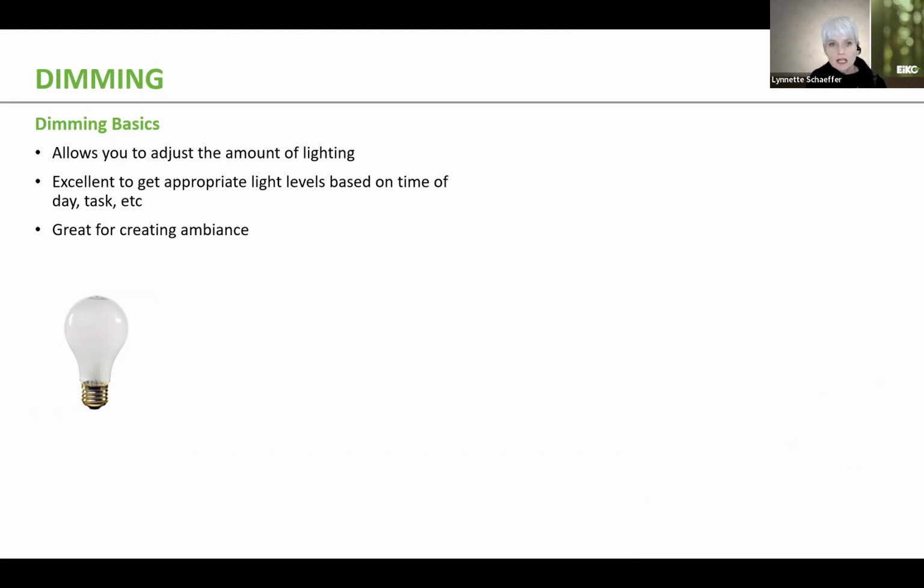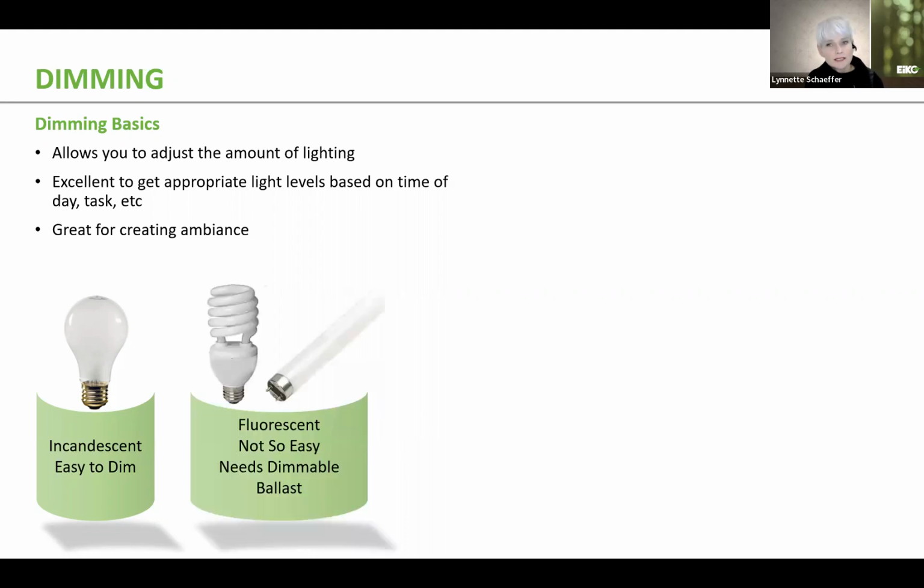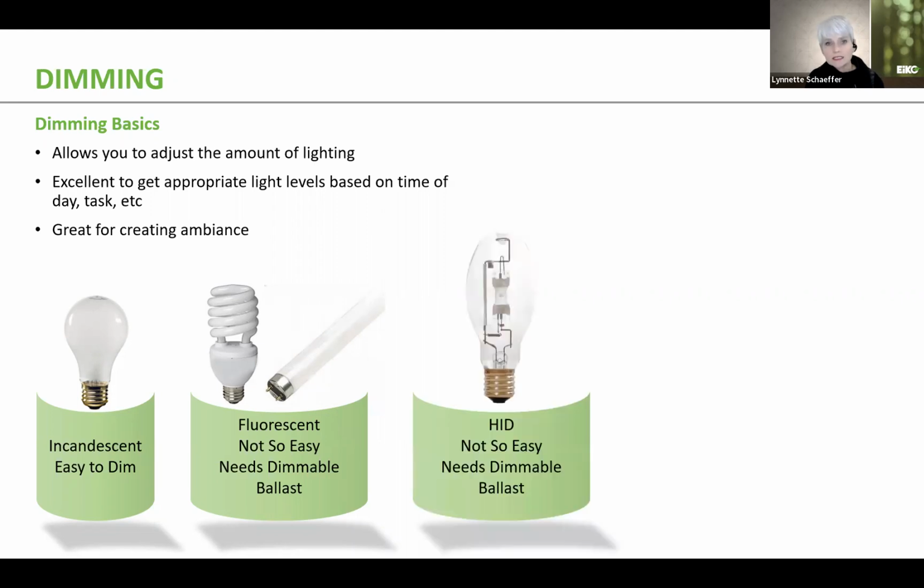Now, incandescent technology, generally speaking, is pretty easy to dim, as most incandescents are dimmable out of the box, and they also work with many basic dimmers. Fluorescent technology isn't quite as easy because you need to make sure you are using a dimmable ballast, and it also requires a specific dimmer that is suitable specifically for fluorescent technology. HID is also not terribly easy for the same exact reasons as fluorescent.